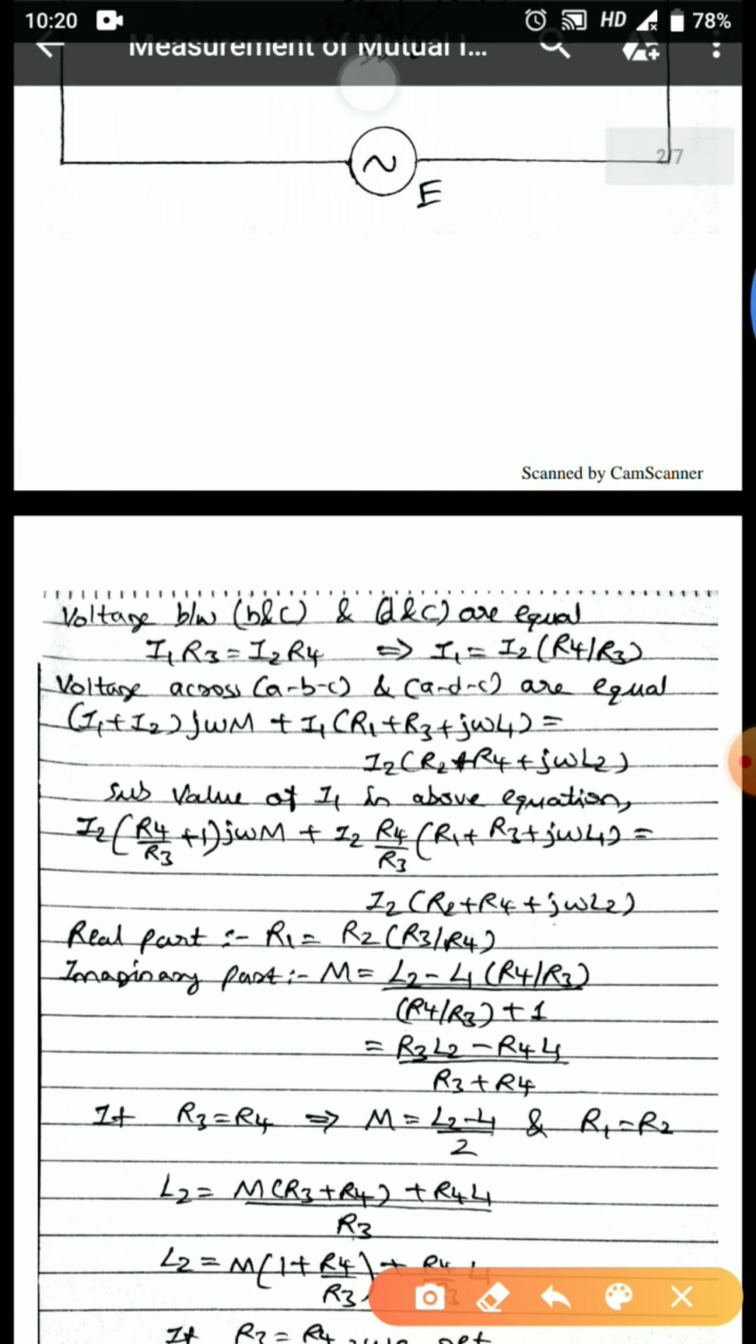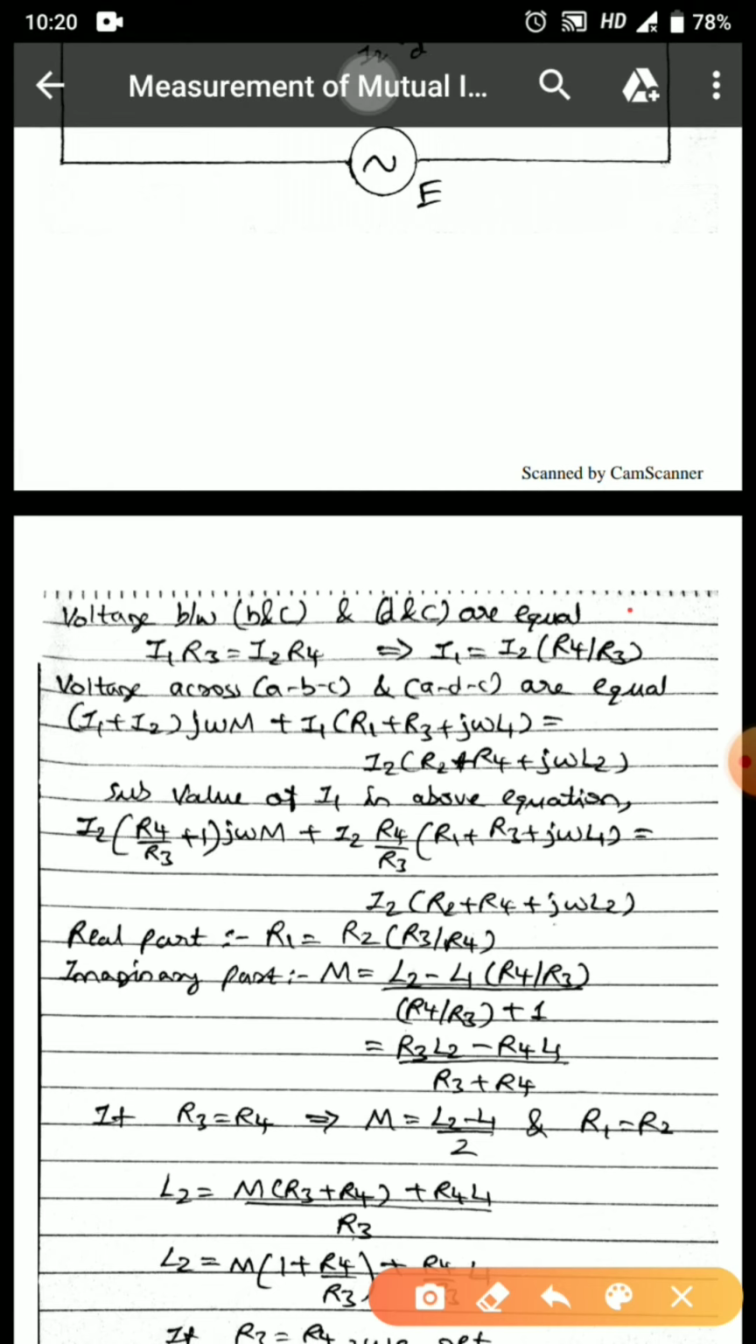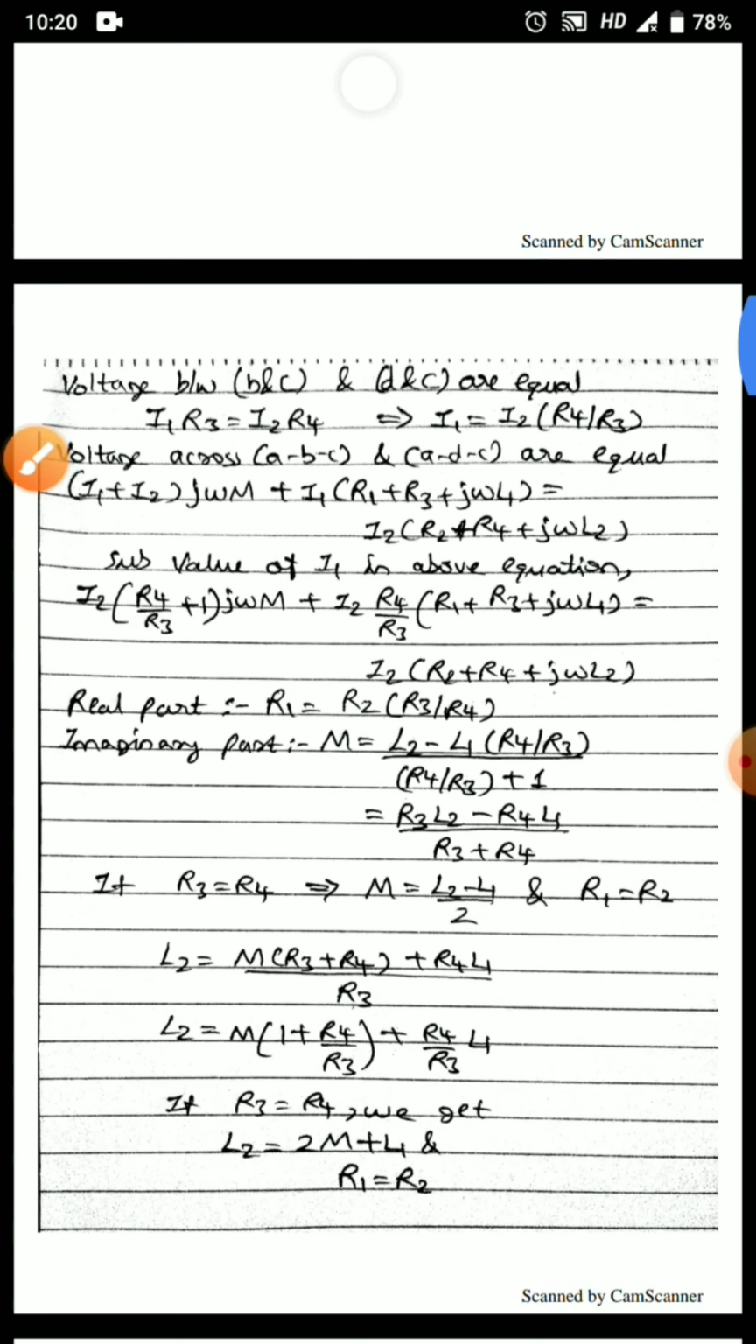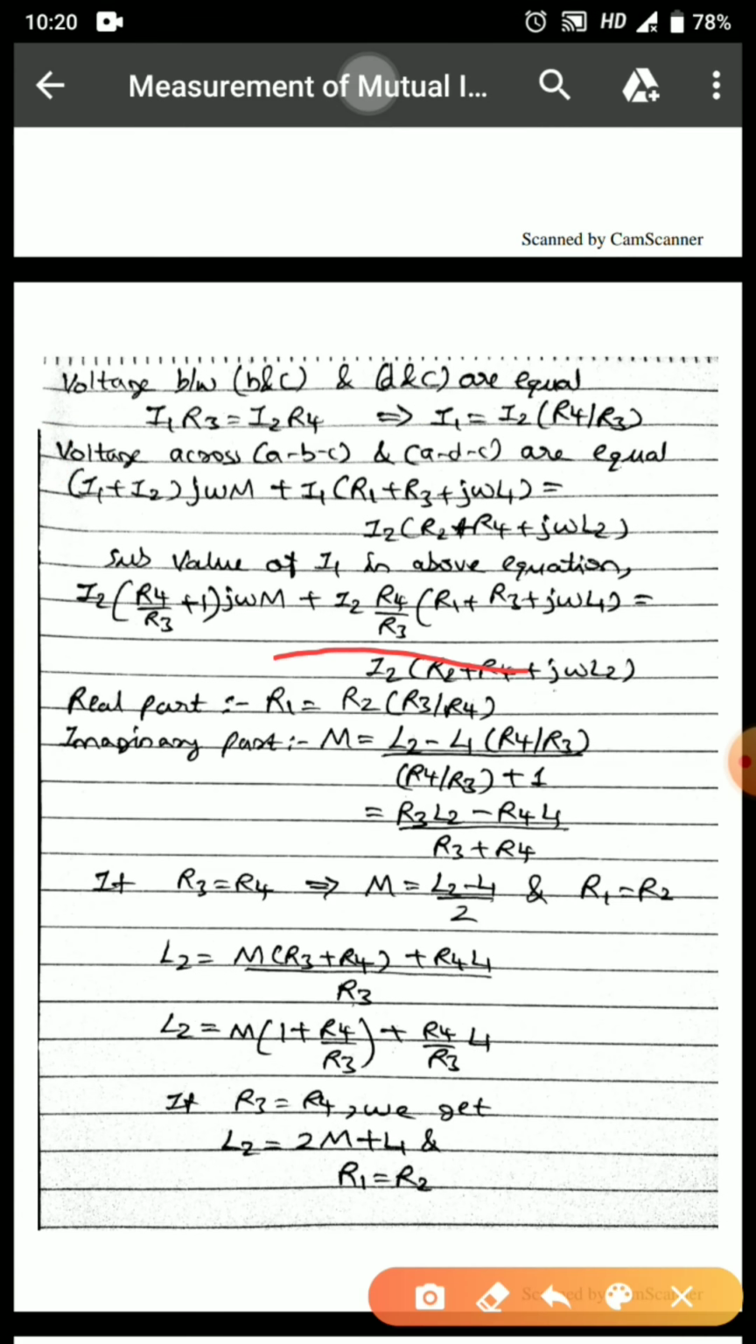Now from the previous equation, I know the value of I1. Here I can see the equation is in terms of I1 and I2, therefore solving this is not possible. So I have to change the I1 quantity in terms of I2. Previously I have derived the value of I1, so I will substitute its value. Substituting and solving for the real part and imaginary part, I get the expression R1 is equal to R2 into R3 by R4.